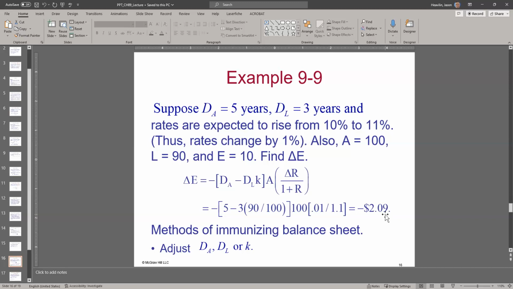The logic behind it is that these are sensitive to an increase in the interest rate. The liabilities changed, but not at the same rate as the assets changed. Therefore, your equity took the hit. The closer these two numbers are, the 5 and the 3, the less of a hit equity should take. And that's what we're trying to do.